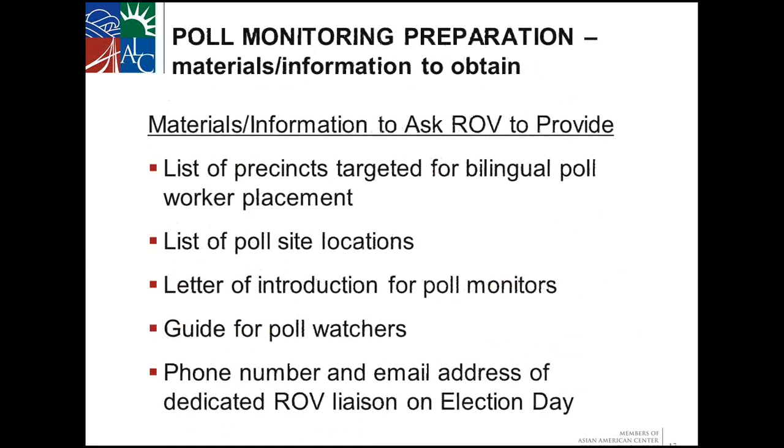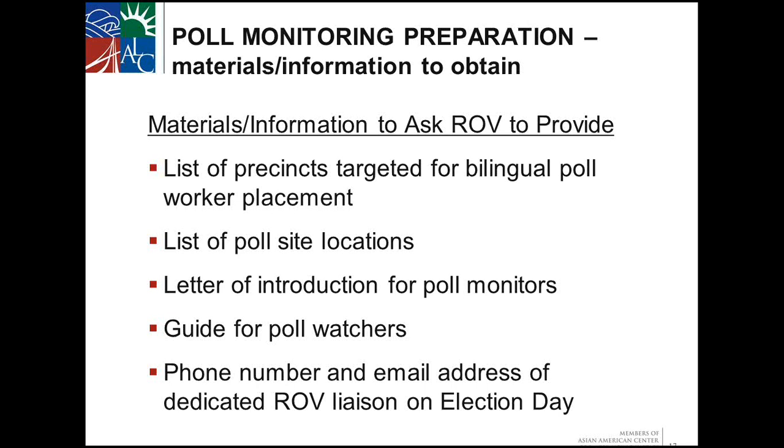When preparing for your poll monitoring, here are materials that would be helpful to obtain from the ROV. Number one, most important, is the list of precincts that they're targeting for bilingual poll worker placement. These most likely would be the poll sites that they're targeting for their Section 203 language assistance. Also, where the poll site locations are, since oftentimes multiple precincts are placed in one poll site, so getting that information.